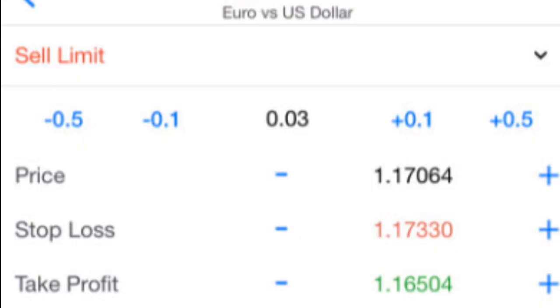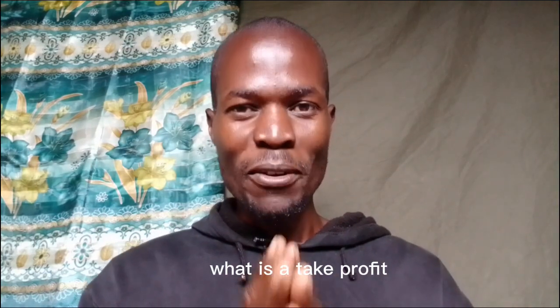Now, for example, if you are buying EUR/USD at 1.100 and you set your stop loss at 1.097, that means if the market falls by 30 pip, the trade will close automatically, protecting you from big losses. So we've talked about stop loss. So Mose, what is a take profit?